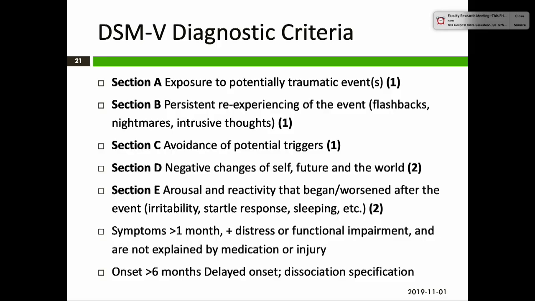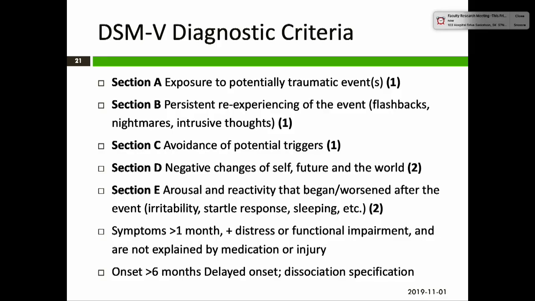So DSM-5 is actually several pages long, so I just put them this way. First is exposure to life-threatening traumatic events, then persistent re-experiencing. Remember the one we call the trauma?